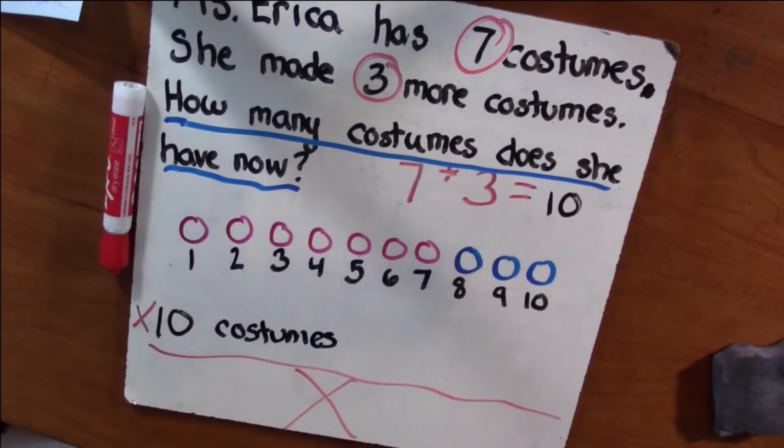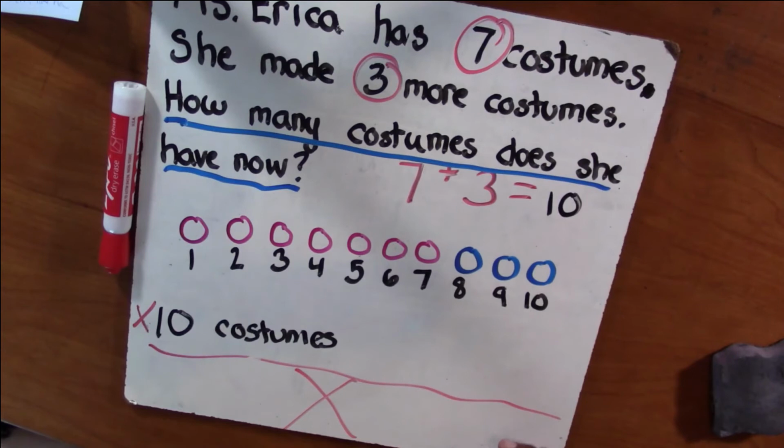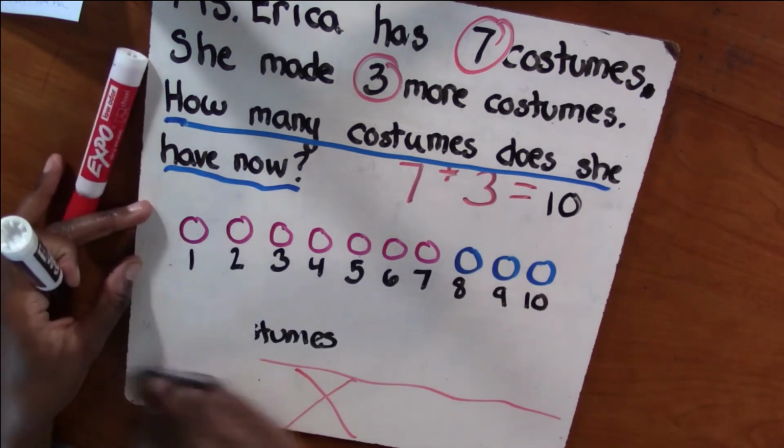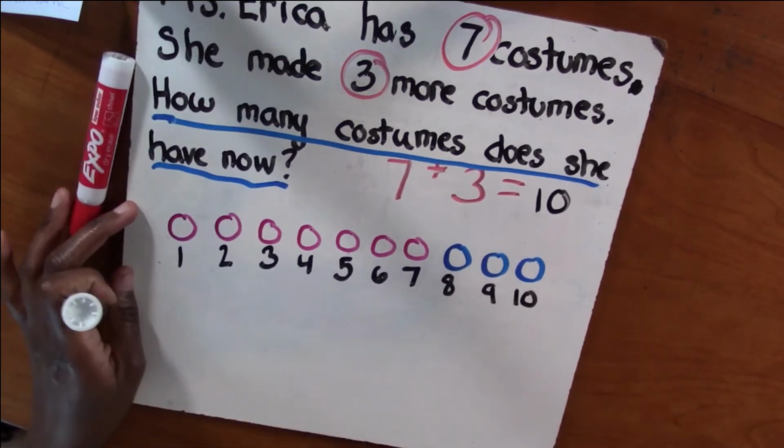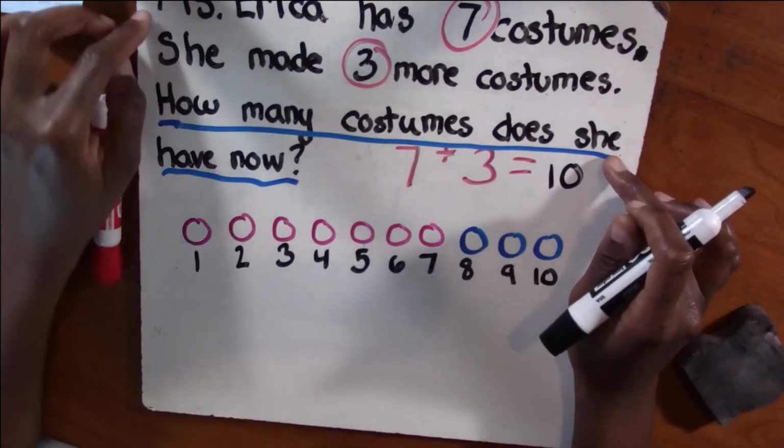10 costumes what? She have now? Does that sound right? 10 costumes she have now? Does that sound like the way that we usually talk? No, there's a better way to say that. So we're not going to do it that way. How should we start this sentence? How many costumes does she have now? Well, who is this sentence about? It's about Miss Erica. So you can use she or Miss Erica.